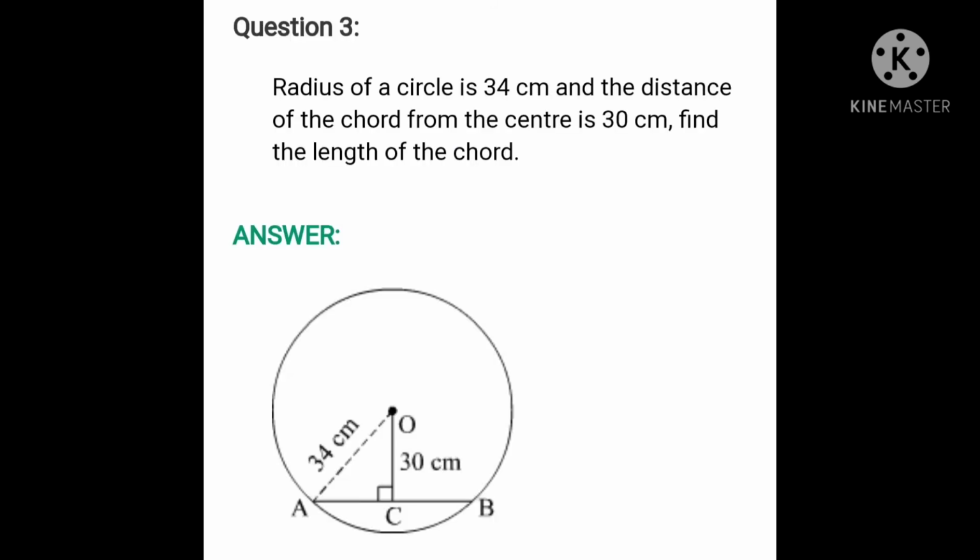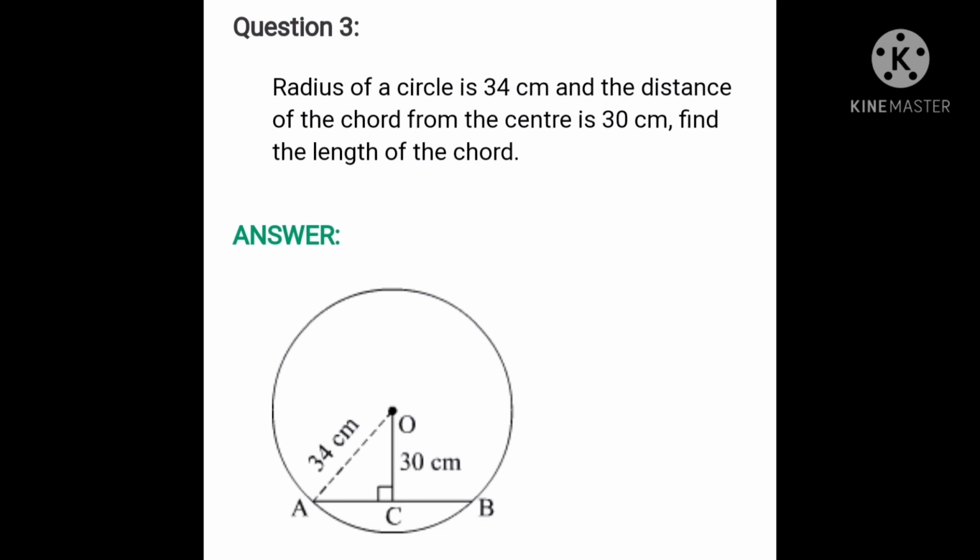Question number 3. Question number 3 is: radius of a circle is 34 centimeter and the distance of the chord from center is 30 centimeter. Then you have to find the length of the chord. Here the radius is indicated in the figure by OA. So radius OA is 34 centimeter and the distance of chord from center is indicated by OC. So OC is 30 centimeter and we have to find the length of the chord. Chord here in this figure is AB. You have to find the length of the chord AB.